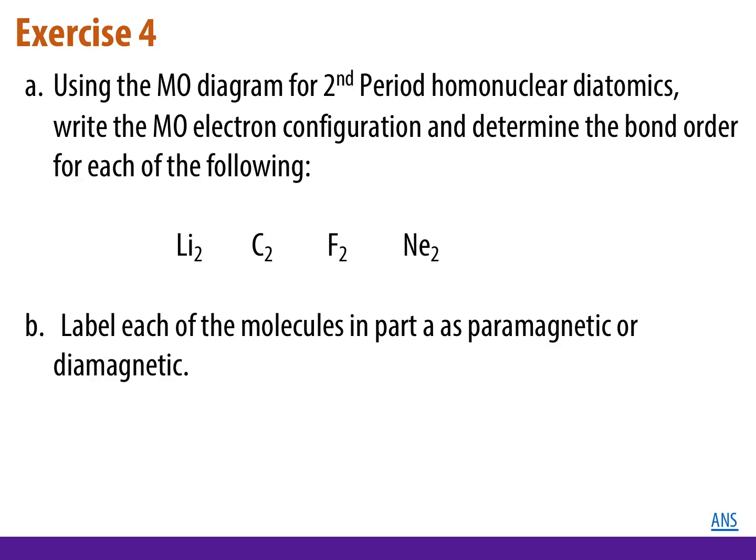Okay, so here's our first exercise using the MO diagram on the previous slide. Write the MO electron configuration, determine the bond order for each of the following, and label them as paramagnetic or diamagnetic.